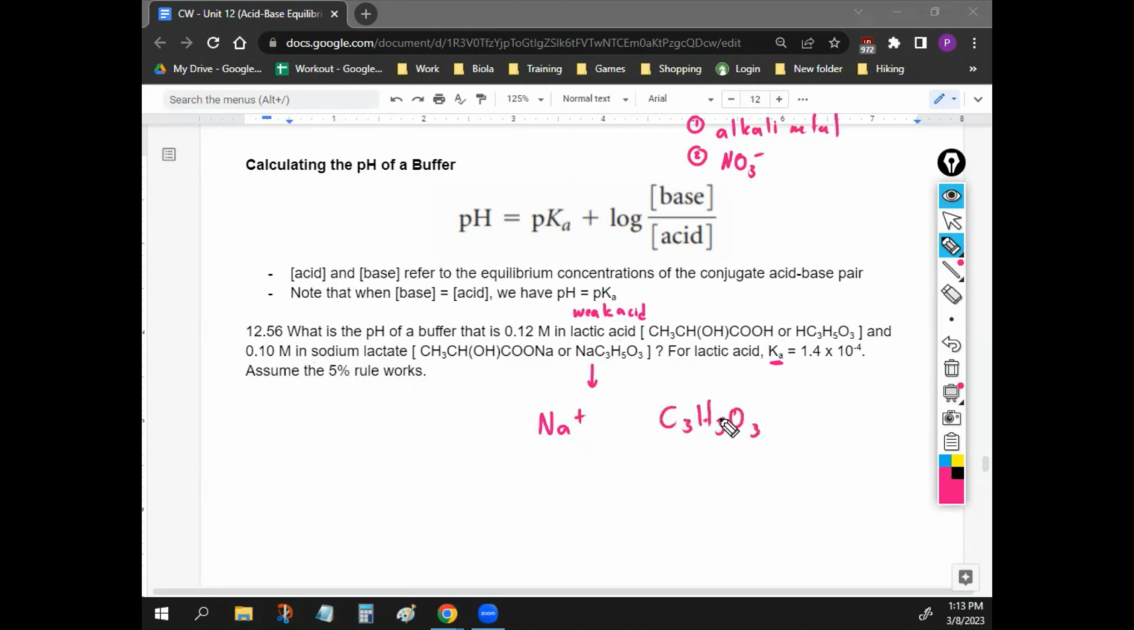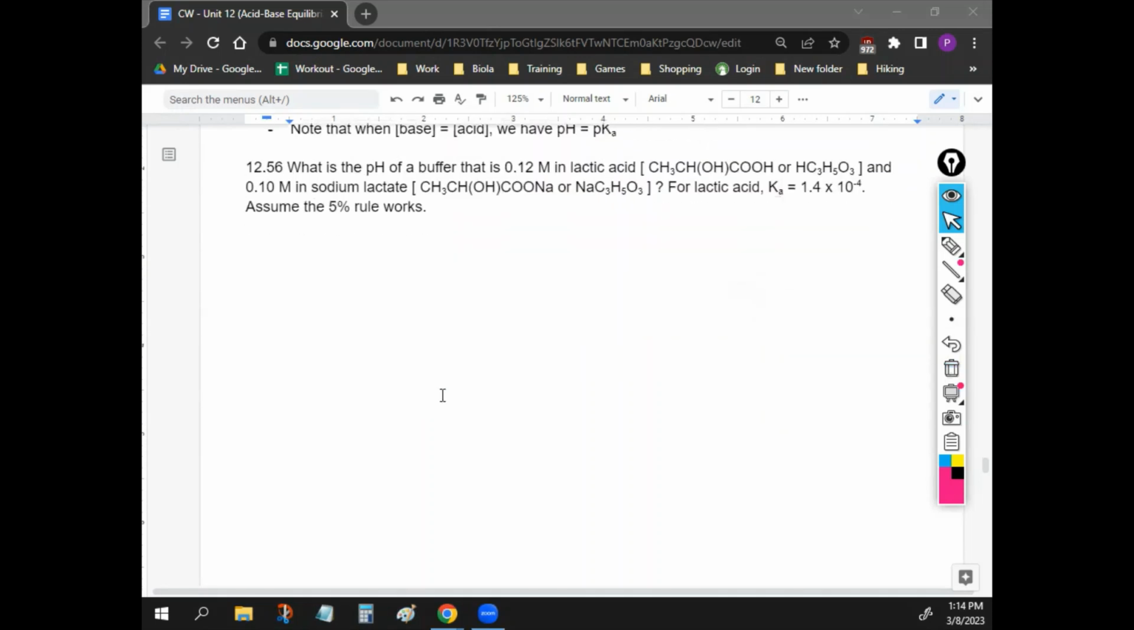C3H5O3 minus. Now, if you notice, what does the anion have to do with the other compound? It's a conjugate base, or it shares a common ion, right? And so we're going to be doing an ice table again, in order to figure out the equilibrium concentration. So let's scroll down a little, and we're going to make our ice table.